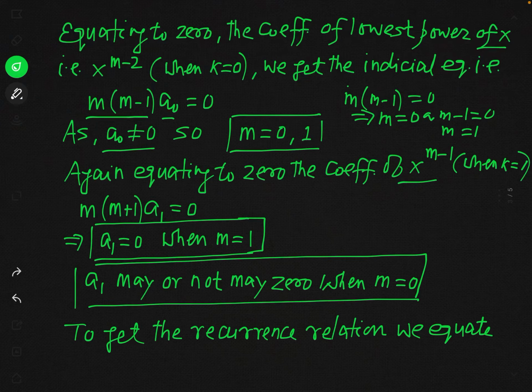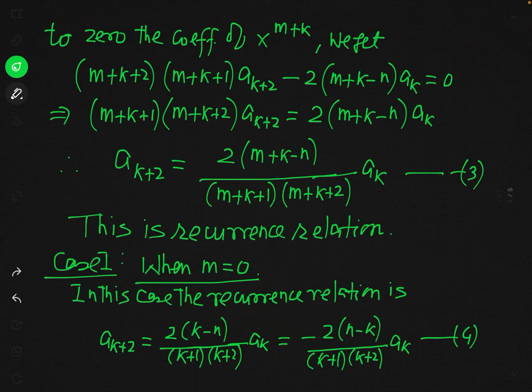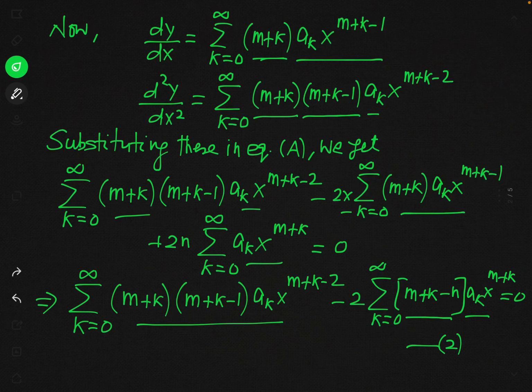And for getting the recurrence relation, you know, we actually equate to 0 the coefficient of the general term, that is x raised to the power m plus k. And you can see in the first term x has a power m plus k minus 2. But if we want to make this power m plus k minus 2 equal to m plus k, definitely we should replace this k by k plus 2. So in the first term, k will be replaced by k plus 2. And in the second term, already there is x raised to the power m plus k. So there will be no change in the second term.